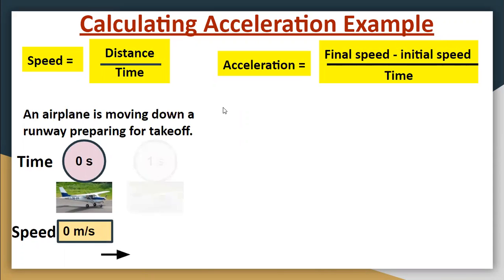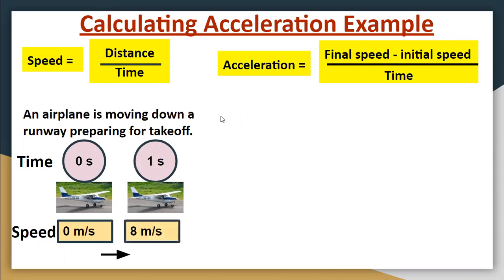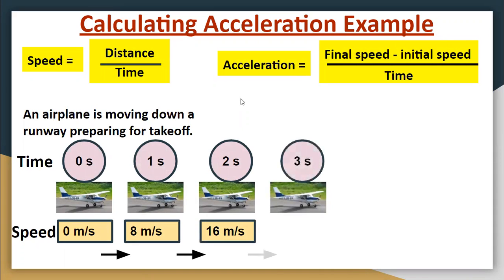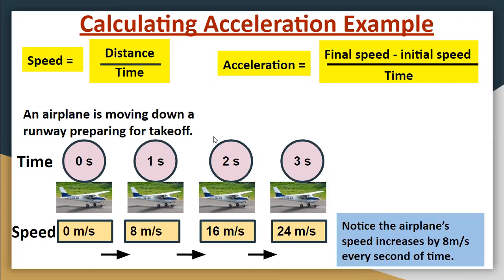After 1 second, it's over here now. It has gone 8 meters per second. That's its speed. It's gone 8 meters in 1 second. At 2 seconds, it has gone another 8 meters per second, or 16 meters per second. And then if it goes 3 seconds, it's going 24 meters per second, or it's gone 24 meters. So notice that the airplane's speed increases by 8 meters per second every second of time.